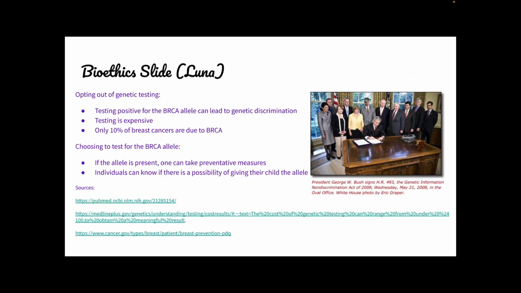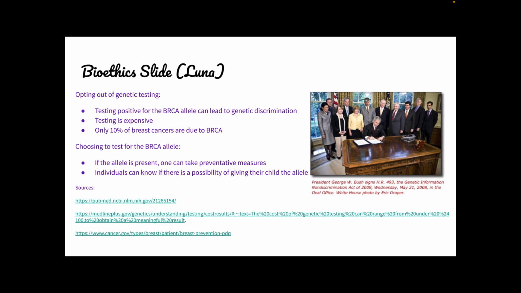Why people would opt out of genetic testing is that testing positive for the BRCA allele can lead to genetic discrimination, meaning in the workplace or at your employer, if they know that you have a mutation, if you have the BRCA allele, you're more likely to get breast cancer, meaning you may not be able to work there any longer, or you may have to be spending time away from work for treatment. So it could be dangerous to test positive for the BRCA allele, even though you don't even know if you're going to get breast cancer.